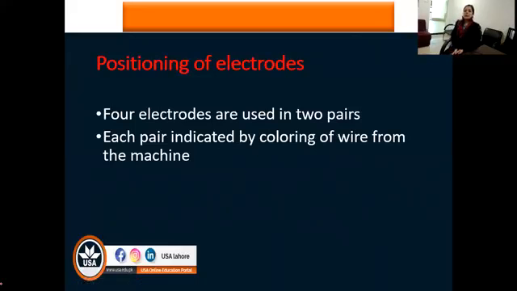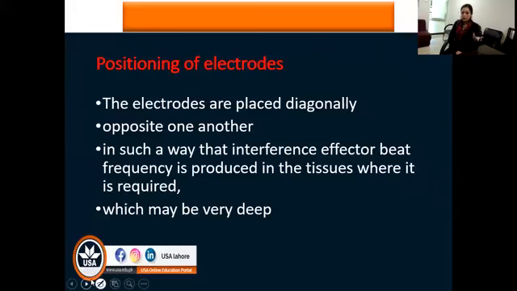The next is about the positioning of the electrodes. Four electrodes are usually used in two pairs, and each pair is indicated by the coloring of the wire from the machine. And as I told you, there are a number of debates over other electrode placements, but in the case of interferential, they are always placed diagonally. This is a very important thing that you must always remember, that interferential current is applied diagonally, opposite to one another. In this way, the interference, the beat frequency, is produced in the tissues where it is going to be applied.